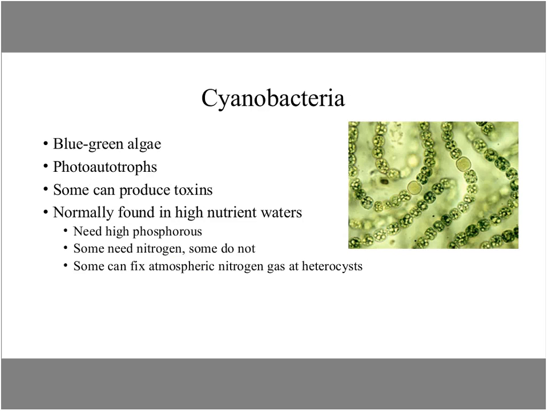Cyanobacteria, a type of algae, are classified as blue-green algae and are photoautotrophs. Some of these cyanobacteria can produce toxins, and they're normally found in high-nutrient waters. They need high phosphorus. Some of them need nitrogen, but some of them don't, because some of them can fix atmospheric nitrogen at these heterocysts, which are these larger cells here and here in the algae.